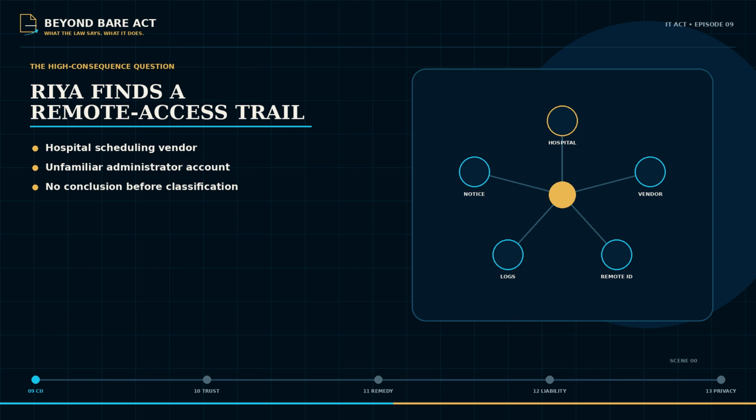By the end, you should be able to separate 5 questions that are often collapsed into one. Is the resource operationally important? Does it affect critical information infrastructure? Has the appropriate government notified it? Who is authorised to access it? And which national cyber body has the relevant role?